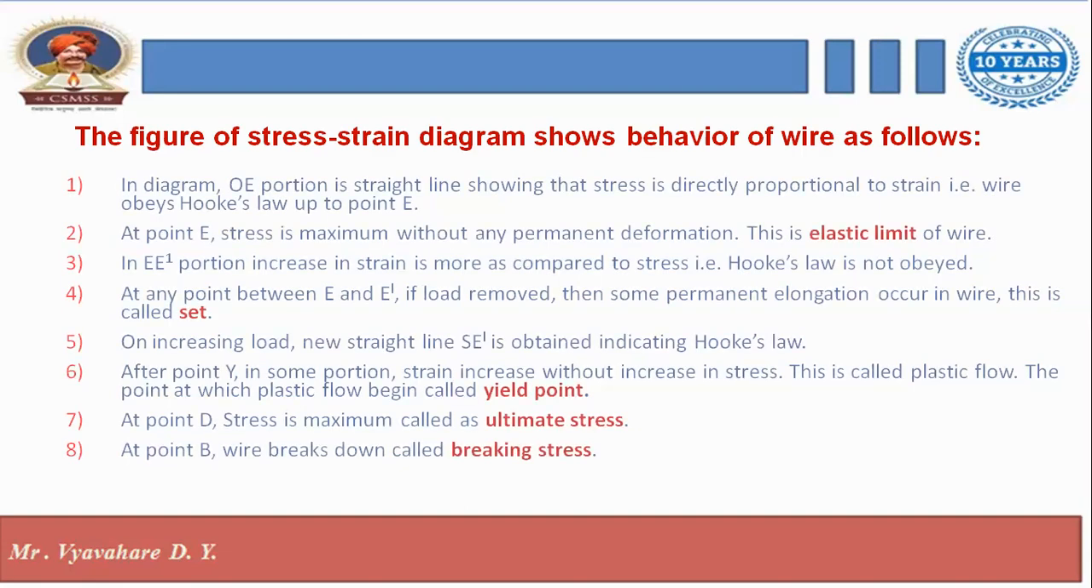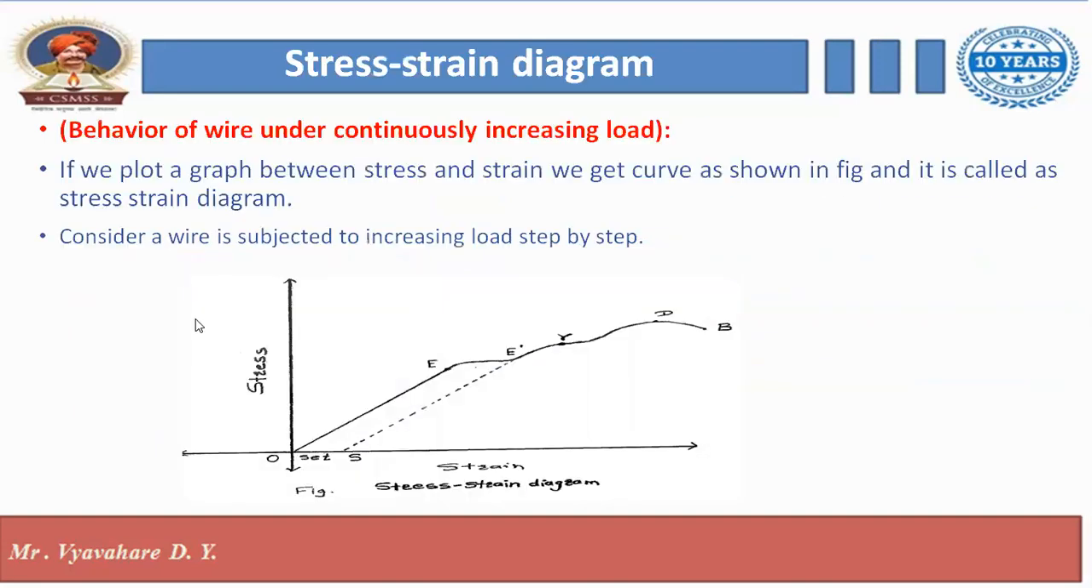ये सब point आपको यहाँ पर देखने को मिलेंगे इस diagram में. E, E dash, Y, that is the yield point, D and B. B is the breaking point, Y is the yield point, E to E dash is the set point, and O to E obeys Hooke's law, that is, stress is directly proportional to strain.